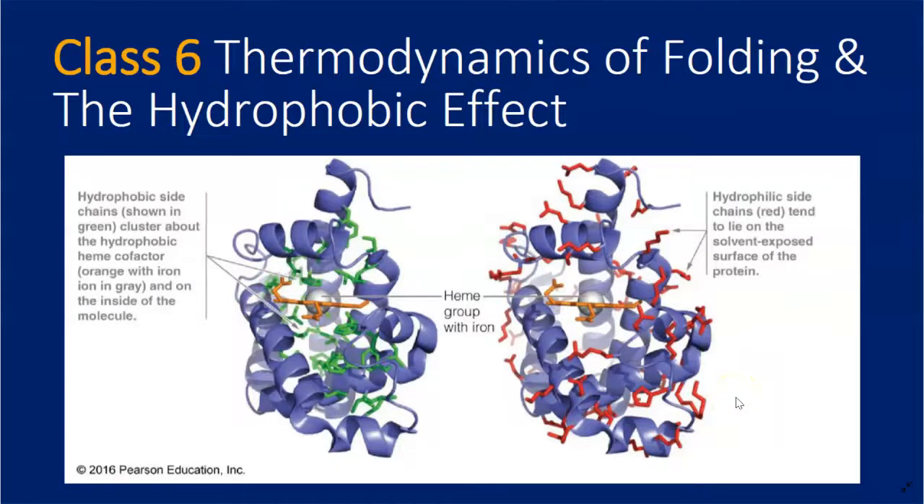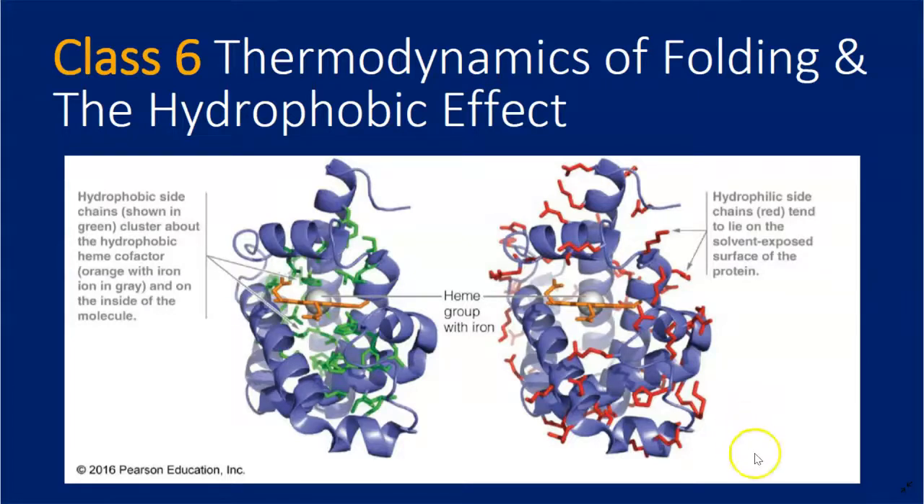Hi, in class 6, we started to look at the three-dimensional structure of proteins, in particular secondary structures, alpha helices, beta sheets, and even random coils. In this video, I want to look at the overall folding of a protein, the thermodynamics, and how the hydrophobic effect helps motivate the protein to fold in its preferred native state conformation.